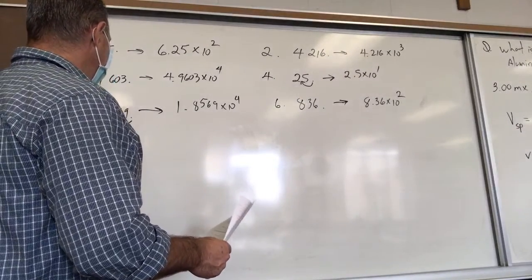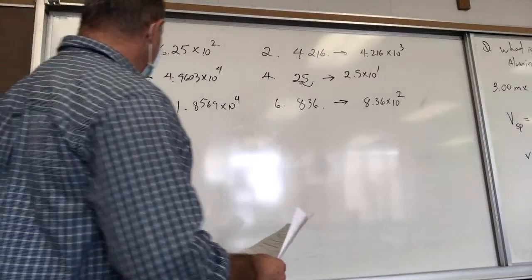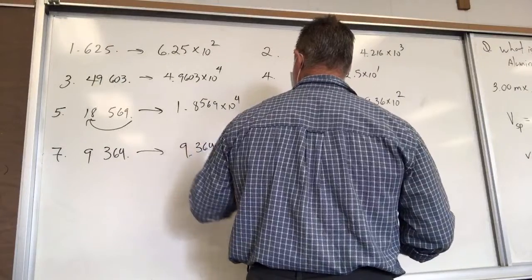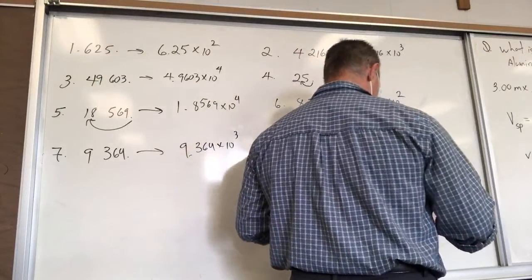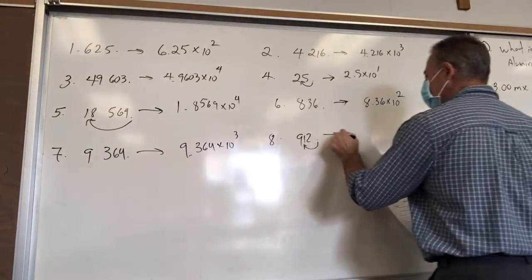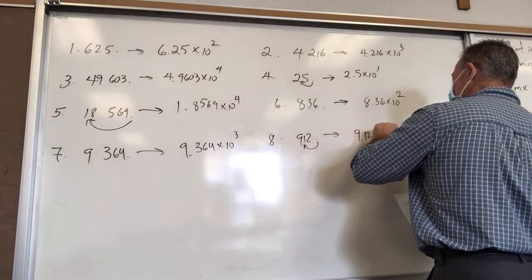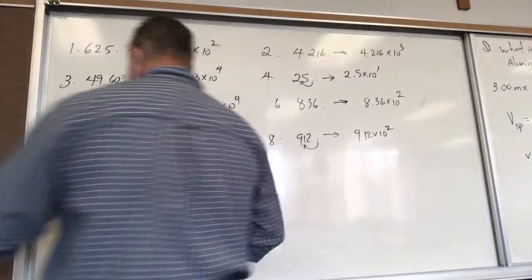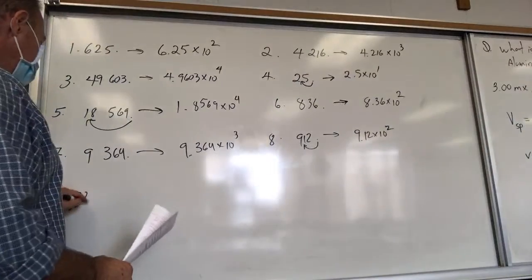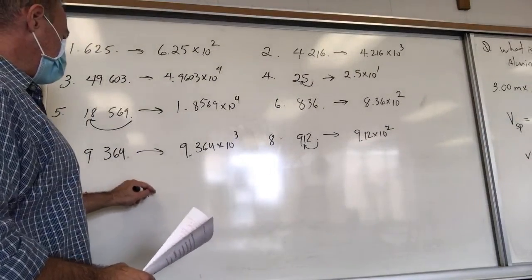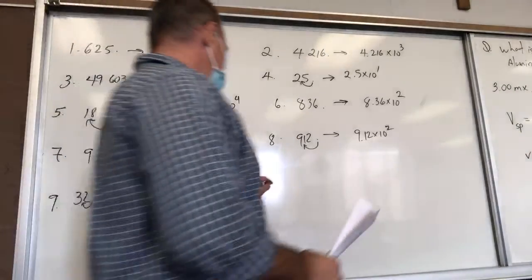9.364, decimal is here, so you move it over to there, you get 9.364. You moved it 3 times, so it's 10 to the power 3. Number 8, you have 912. The decimal place is here, you want it between the 9 and the 1, so it becomes 9.12 times 10 to the power of 2. Number 9, the 32. You move the decimal from here to there, so it's only 1 jump, 3.2 times 10 to the power of 1.